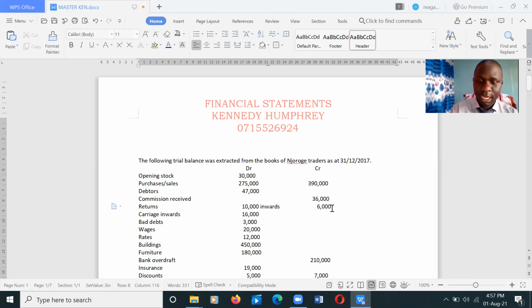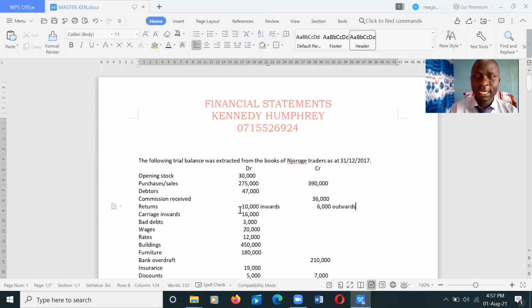An examiner will not tell you that this is the return inwards and this is the return outwards. You might just be given it like that. So if you find the amount that will be debited, that is return inwards. And the one that will be credited, that's return outwards.